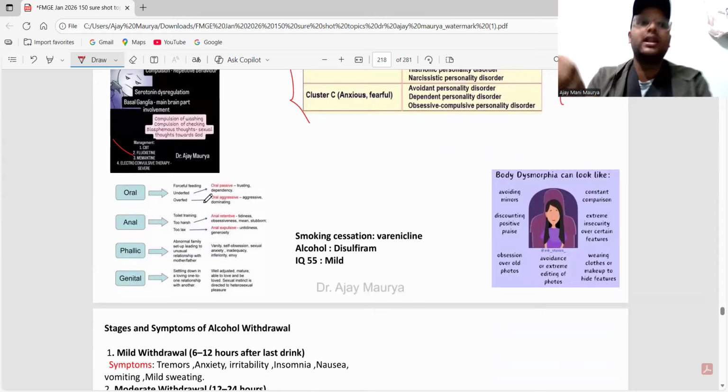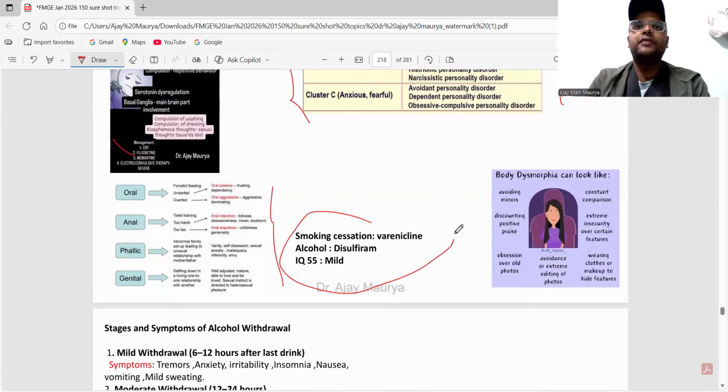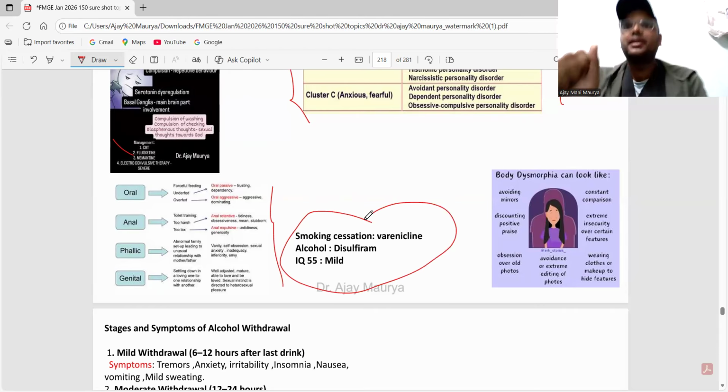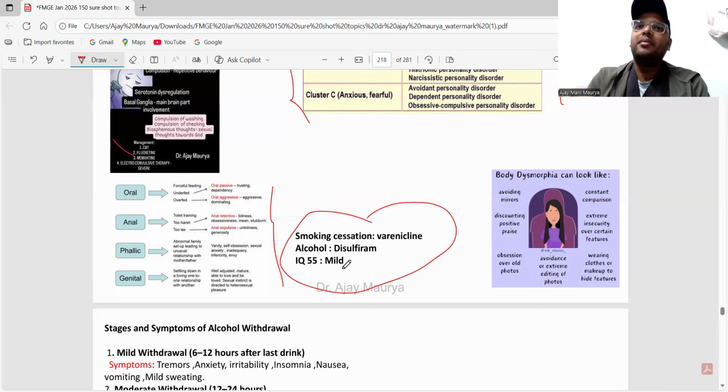Next, I think everyone knows this one. Oral, anal, phallic, latency, genital. Okay, remember. Here, remember disulfiram for alcohol. For smoking, it is nicotine. What is mild IQ? It is 55. Please remember what are the drugs which show the disulfiram reaction. You have to remember: metronidazole, griseofulvin, and cephalosporin show disulfiram-like reactions.